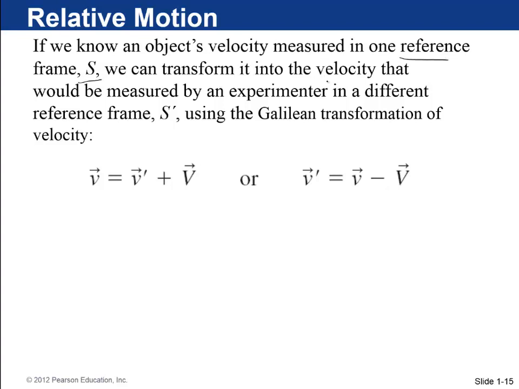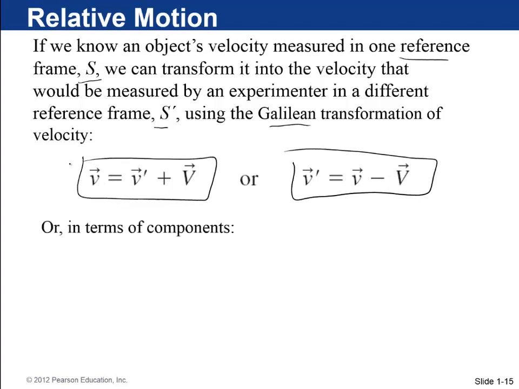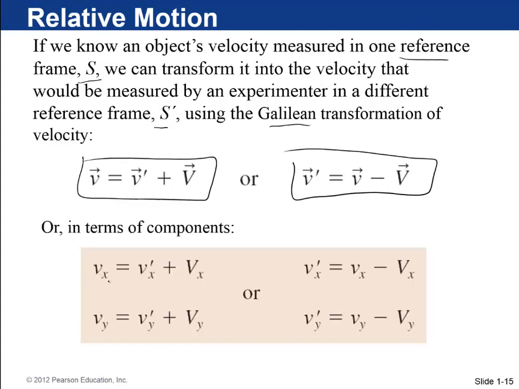Okay, so summing up, if we know an object's velocity measured in one reference frame S, we can transform it into the velocity that would be measured by an experimenter in a different reference frame. This is called the Galilean transformation of velocity: v prime is v minus V, or v is v prime plus V. You can look at that in terms of components, v sub x and v sub y, same equation in component form. I just want to note that towards the end of Physics 132, you will talk about Einstein's theory of special relativity, in which there's the relativistic transformation of velocity, which looks different than this.